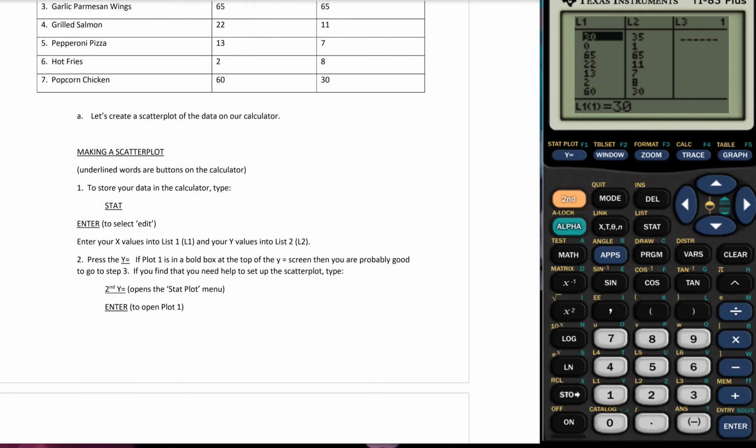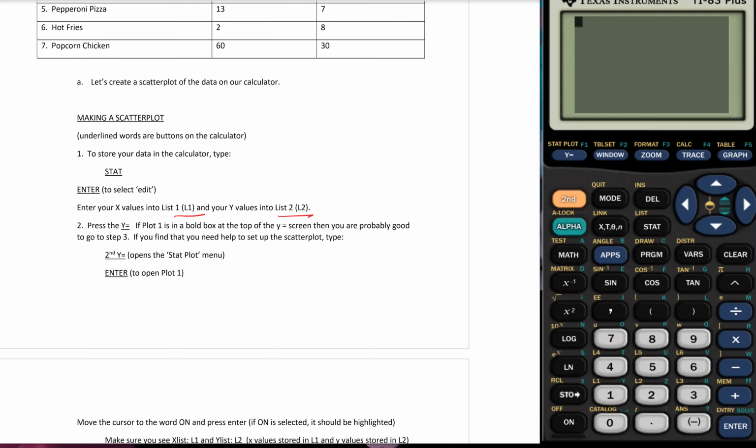So I have my list 1, I have my list 2. Now I'm going to follow the directions. I'm going to hit second quit to get out of it. I already did my edit list 1 and list 2. Now I'm going to hit y equals in my calculator, and I'm going to go up and select plot 1. I'm going to hit enter. I want it to be nice and bold. Just to double check, I move my cursor down, and I notice it's bolded just the way it should be.